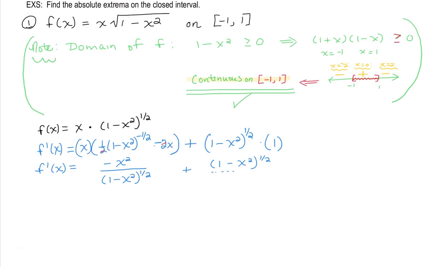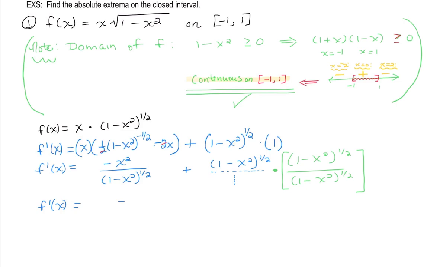So now my advice would be to think about this second term as being over 1, and then let's go ahead and get a common denominator and actually add these two terms together. So I am going to multiply by a version of 1 here, (1 minus x squared) to the 1/2, or if you prefer, at some point we can rewrite this as a square root. So we're going to multiply that second fraction so we can get a common denominator. Let's go ahead and do that.